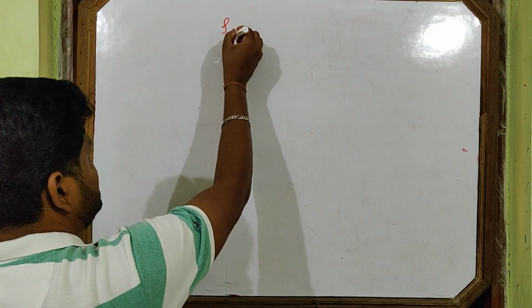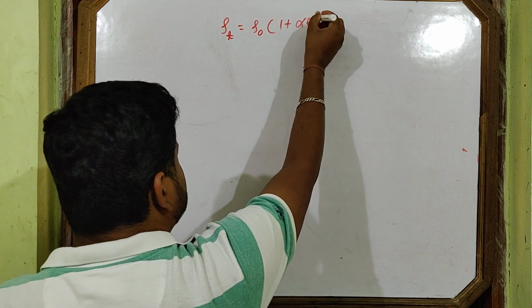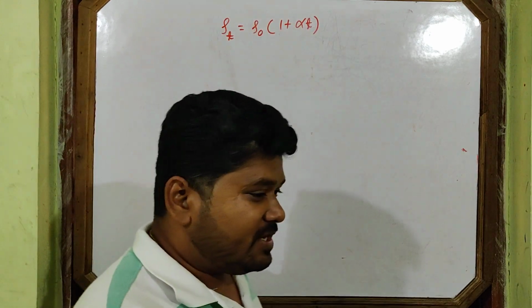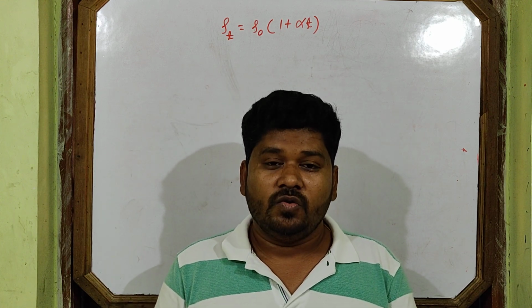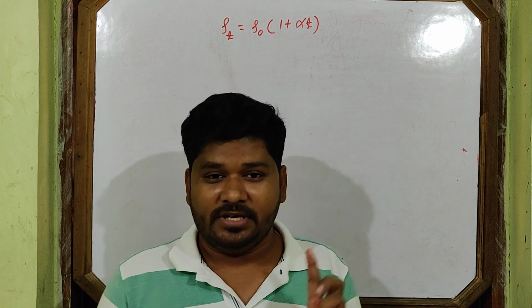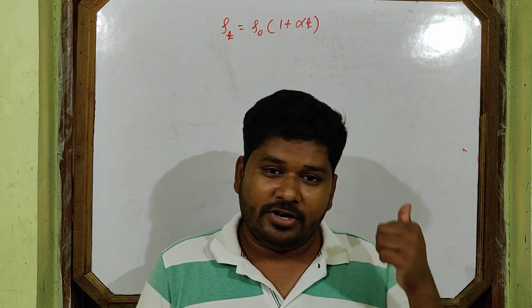What is the expression? Rho T equal to rho naught whole into 1 plus alpha T. This is the variation of resistivity with temperature. This is the direct formula I am giving to you. Resistivity varies with temperature according to this formula.